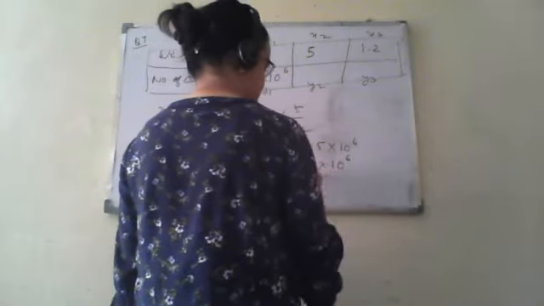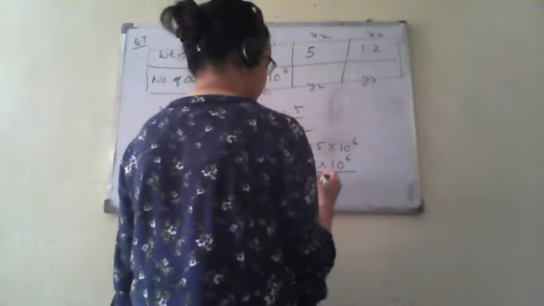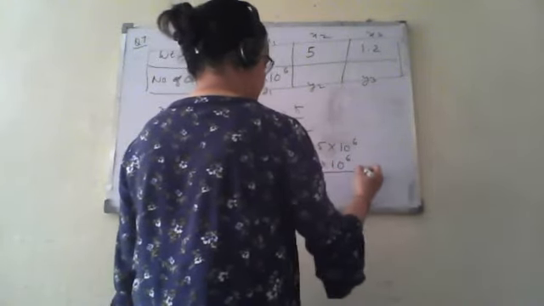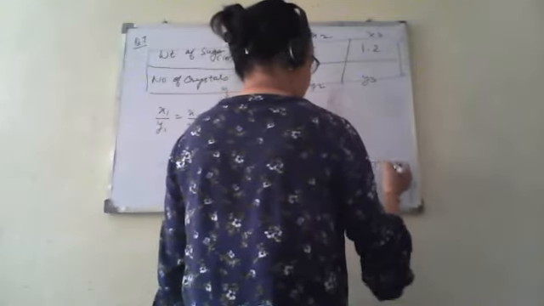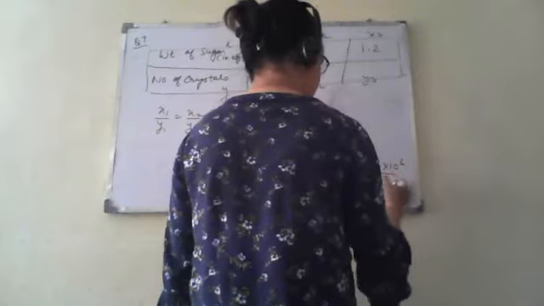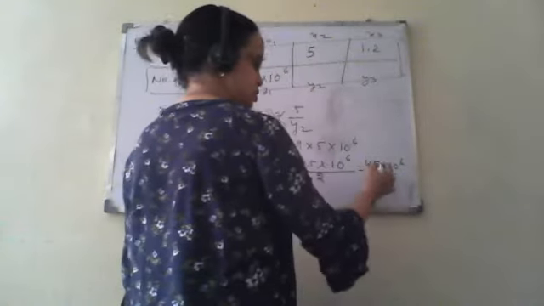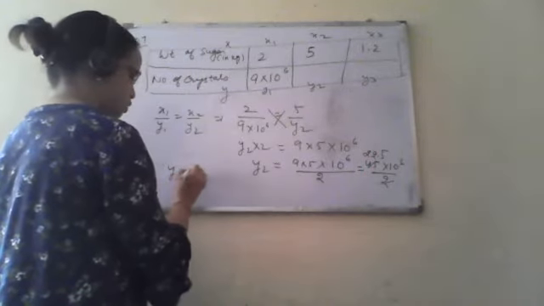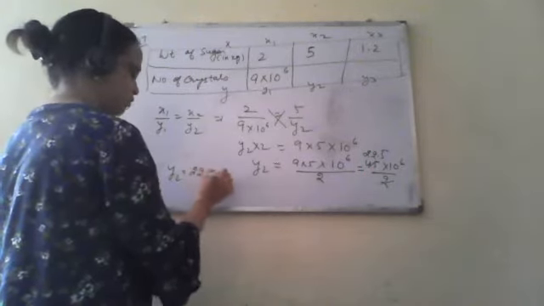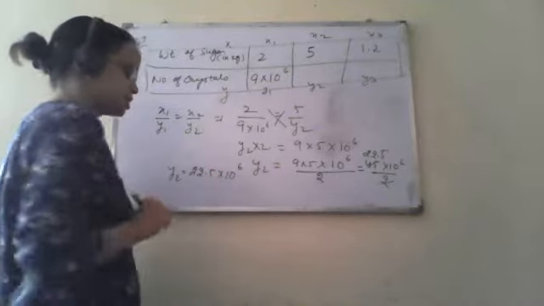into 10 to the power 6 upon 2. That comes out to be 45 into 10 to the power 6 upon 2. We can cancel out this 2, 2.5. So the value of y2 is 22.5 into 10 to the power 6 crystals.